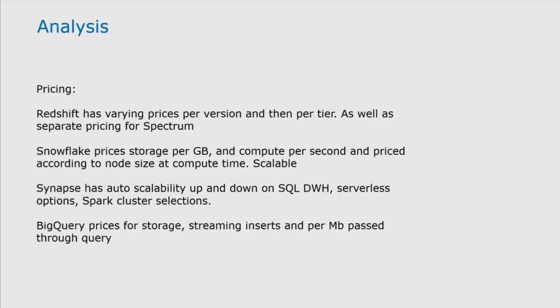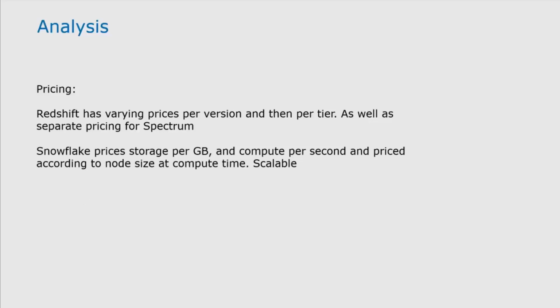Okay, I was saying, I mixed up Snowflake's prices per storage per gigabyte and compute per second. I'll just skip back. Snowflake prices storage per gigabyte and compute per second. And that means that when you enable auto pause, it will stop billing. So yeah, I think they price it per second, but they tend to bill per minute. And it's priced according to the node size at the compute time.